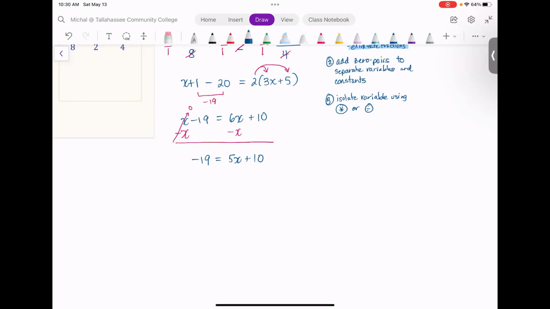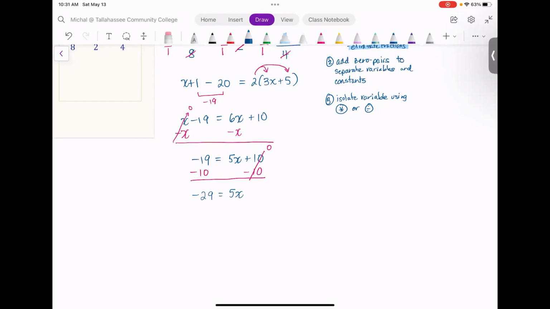My next step is to combine my constants. I want to add this 10 in with this negative 19, but since they're on opposite sides of the equal sign, I have to add a 0 pair. I'm going to add the 0 pair with 10 because it's the one that's being added to x, and it's x that I want to isolate. So I add my 0 pair on both sides of the equal sign. On the left side, I get negative 29, and on the right side, I get 5x.